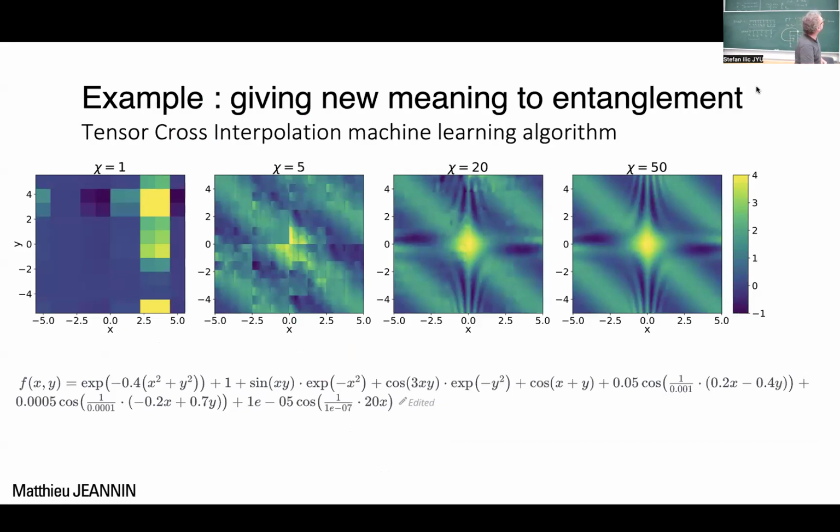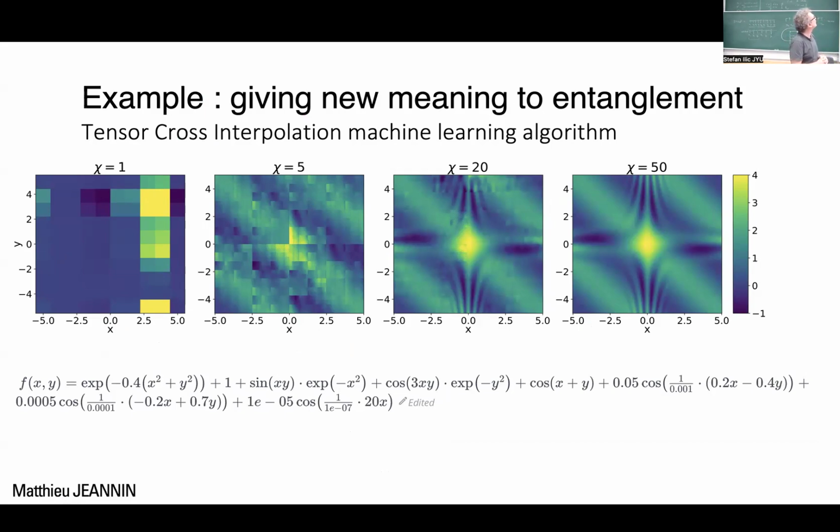That's an example of quantics. So for this particular function, that's in 2D, for rank 1, rank 5, rank 20, and rank 50. You see as you put more pivots, you see the function appearing.